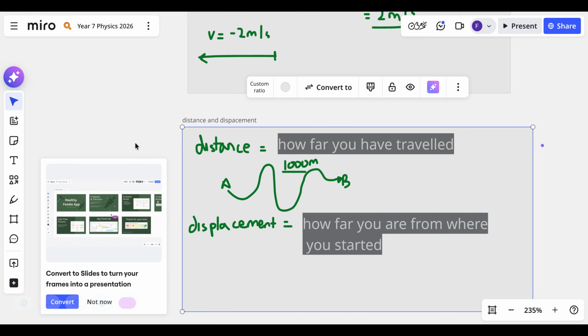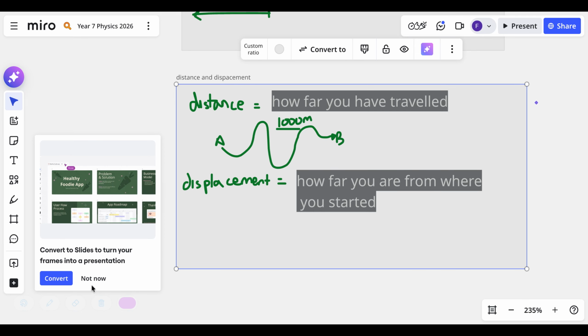Oh. I'll get rid of that thing. There it goes. Oh, not now.